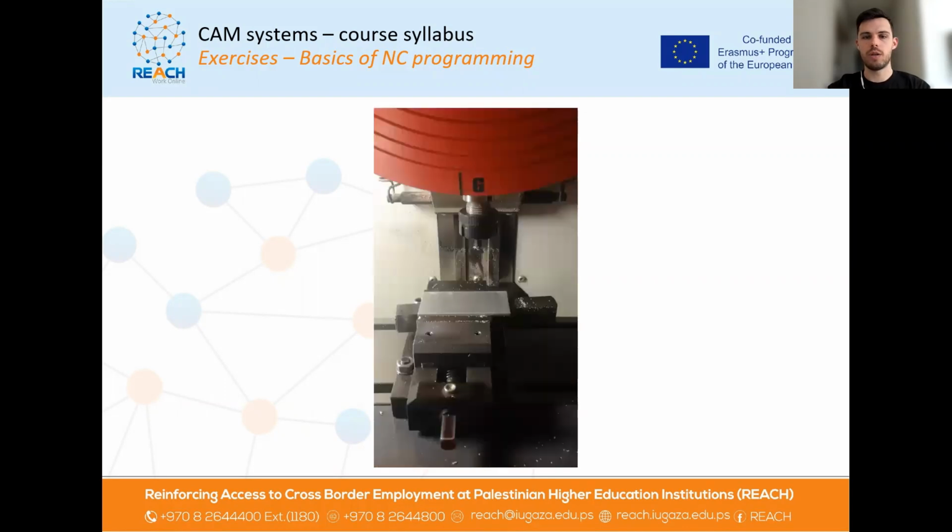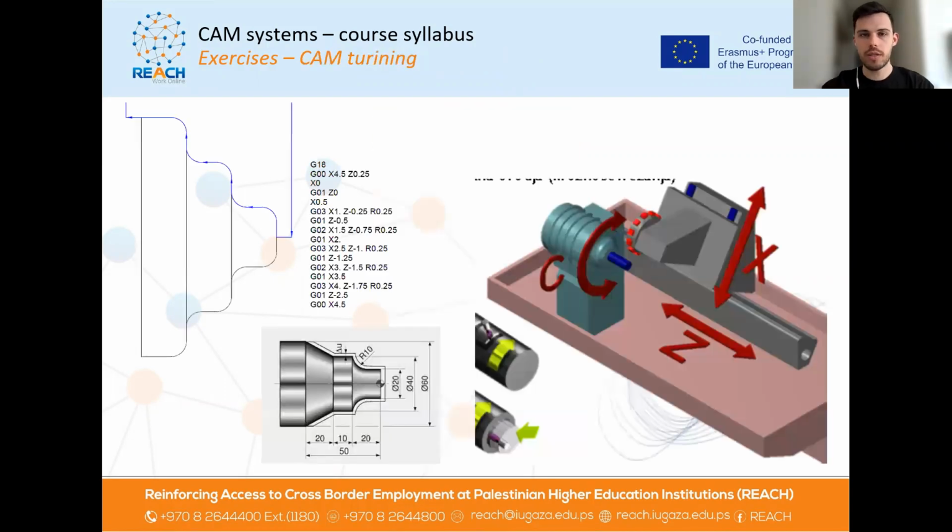That's why they are moving on to the second exercise in the lab, which is CAM turning. They will have specific different shapes of cylindrical objects. Here you can see two different examples, one here and one here. They can choose which object they want to create code for, and they will go on the machine.